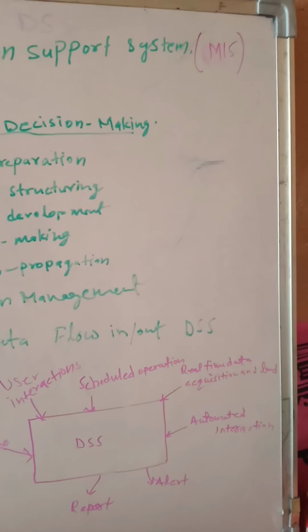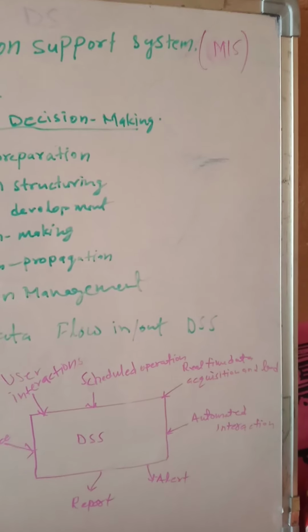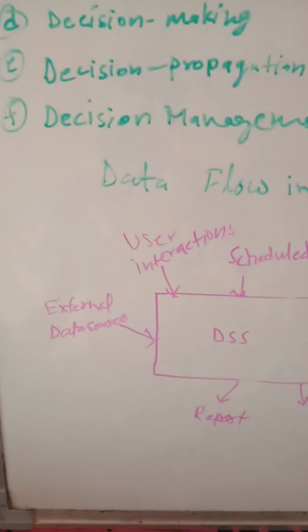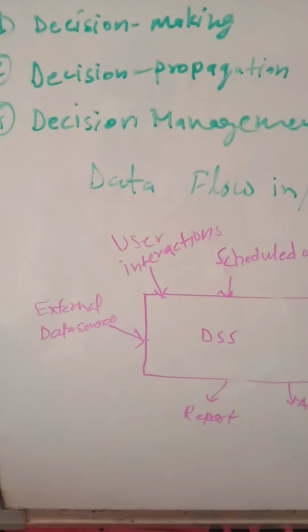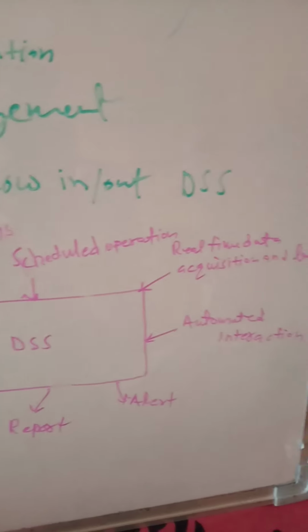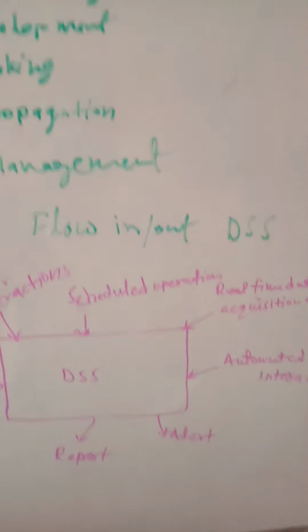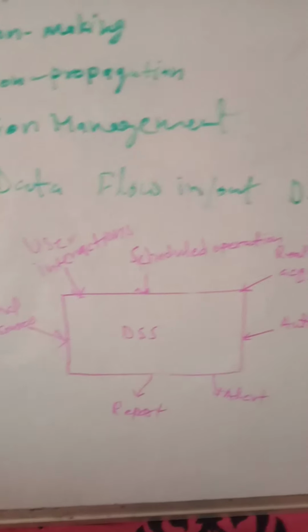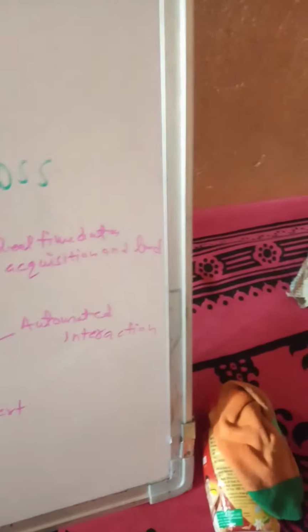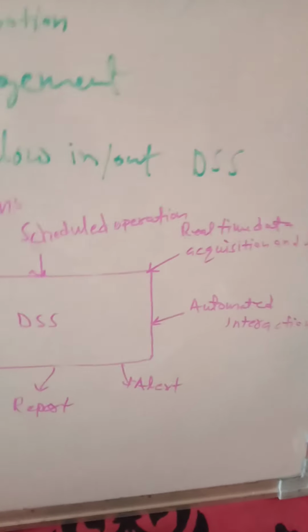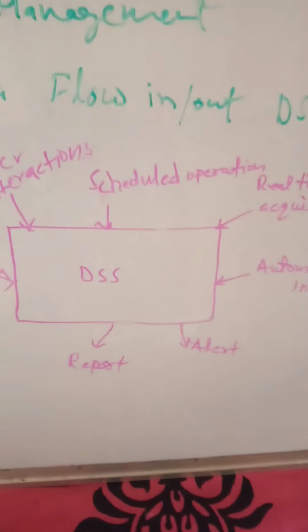Next, the data flow in and out of DSS is shown in the following diagram. DSS, decision support system. Inside, there are the external data source, user interaction, scheduled operation, real-time data equations and automated interaction. Now the outside: report and alert. There are 2 points, report and alert.